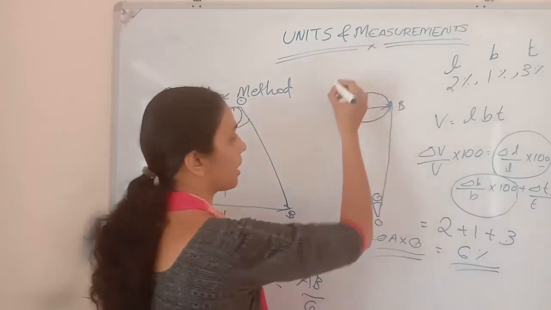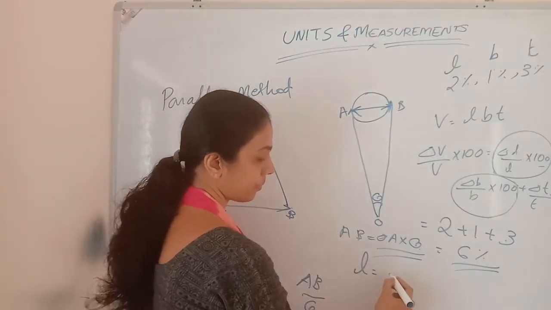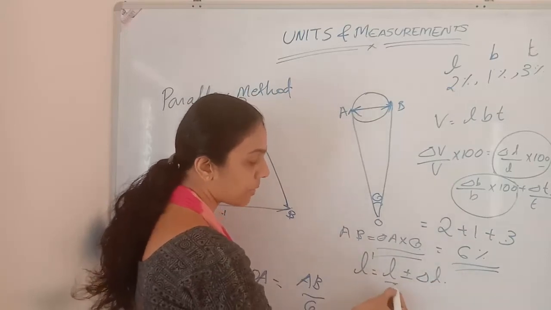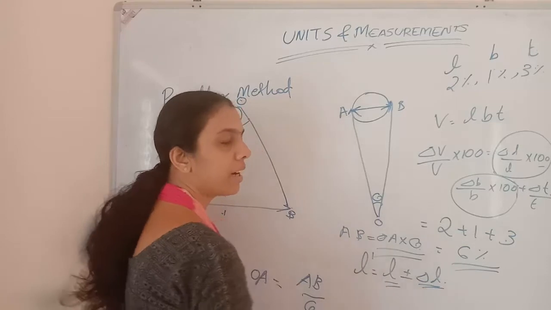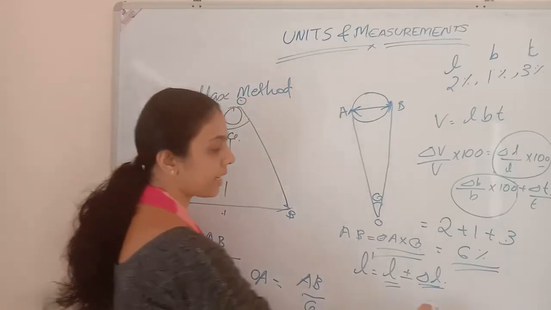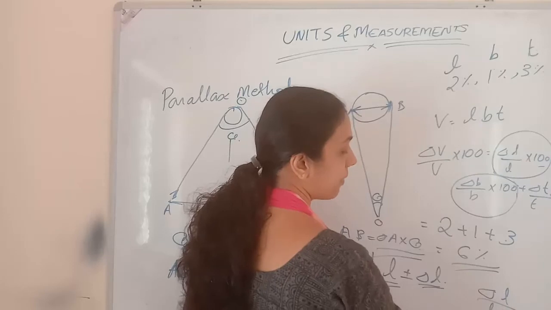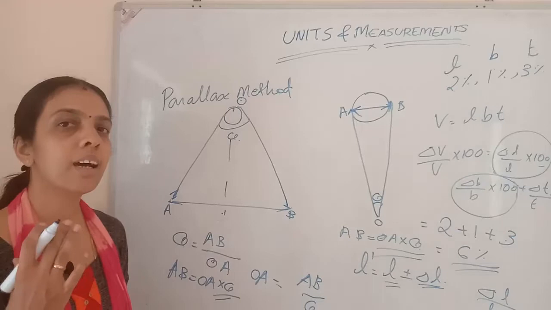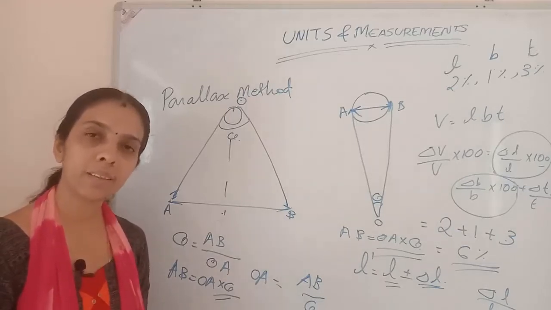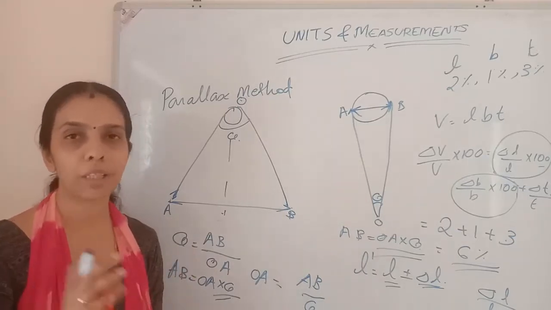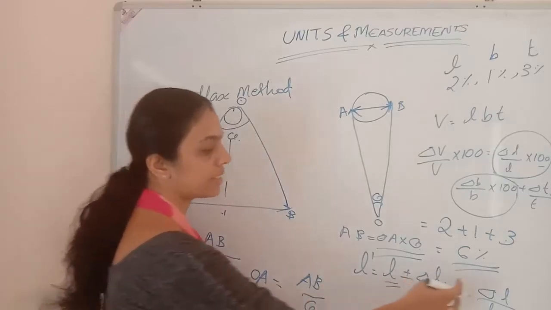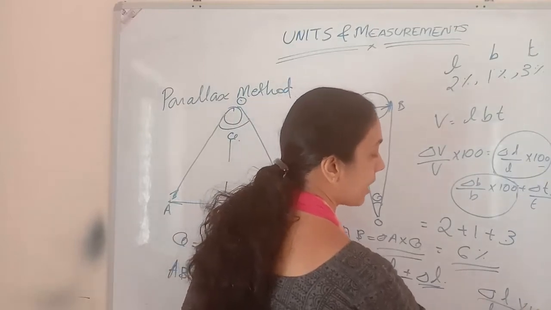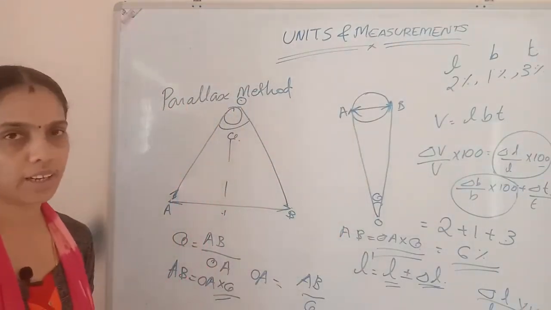Suppose a question comes like this. See, L is equal to L plus L dash equals L plus or minus delta L. So this will be the absolute value and this is the error. Okay, so relative error will be delta L by L. Delta L divided by L will be the relative error. What is delta L? See, it is the true value minus the measured value. So delta L by L into 100, that is the relative error. This relative error into 100 will give you the percentage error.